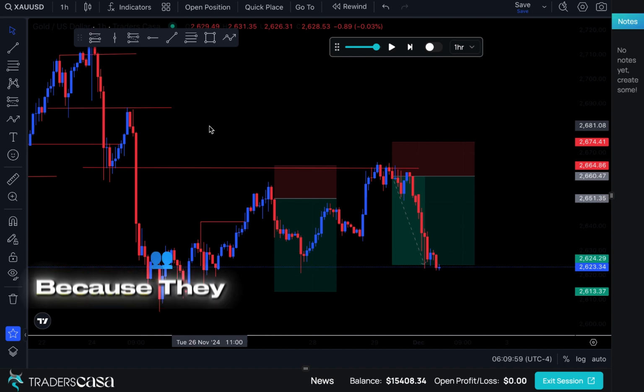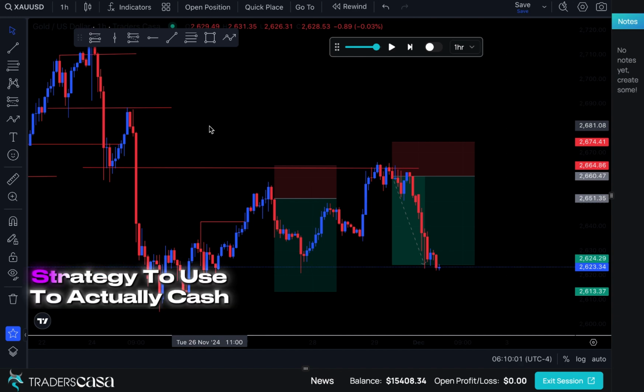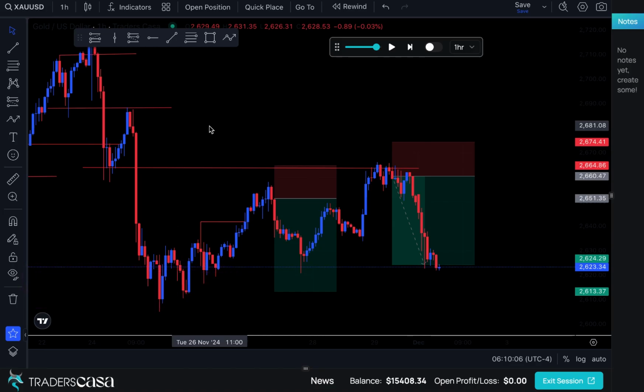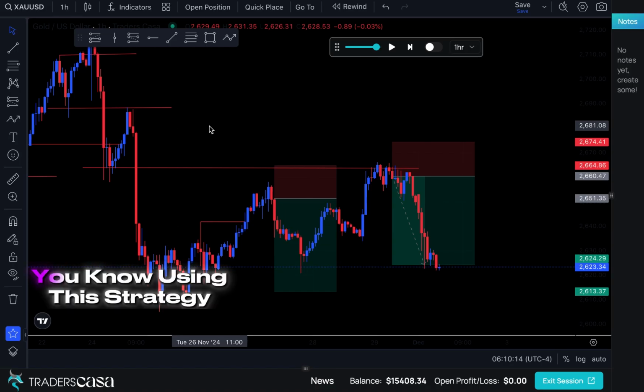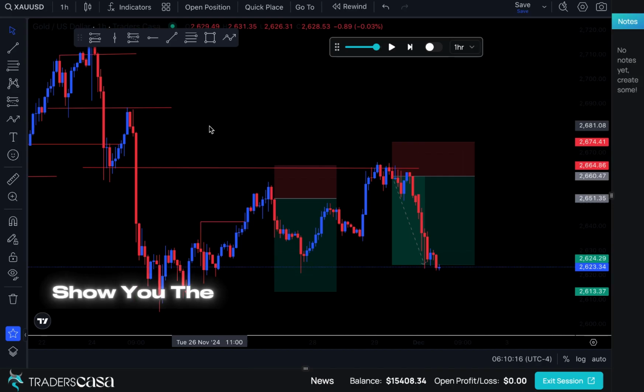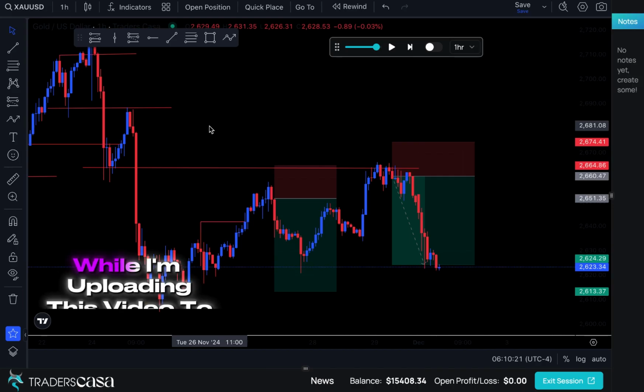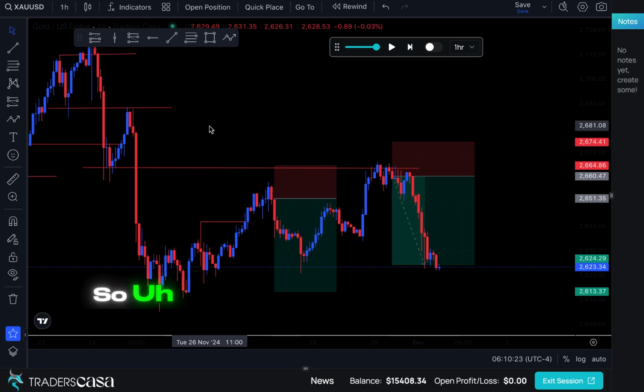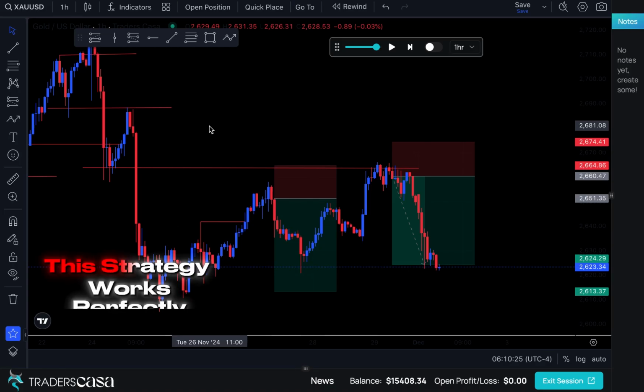They use this strategy because they know it is the right strategy to use to cash out from the market. Yesterday I took a trade on gold using this strategy, and I'm going to show you the screenshot. I took a screenshot of that. I'm going to share it here while I'm uploading this video to YouTube. So this strategy works perfectly.